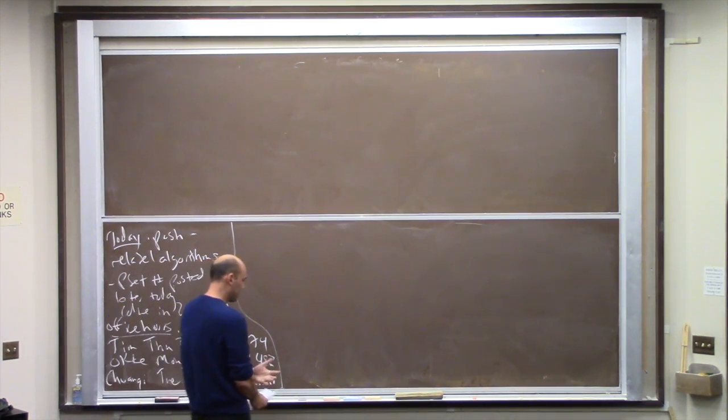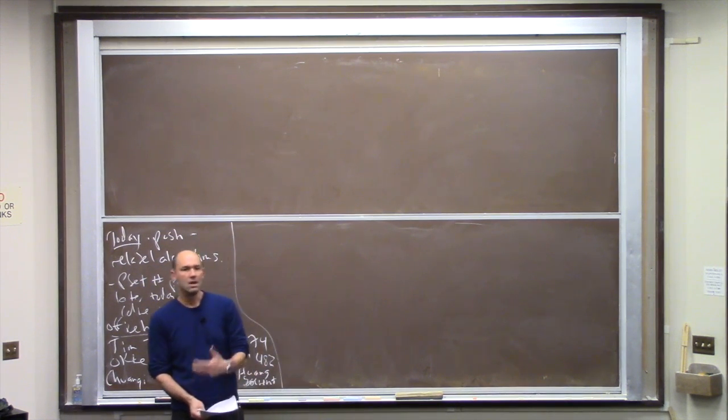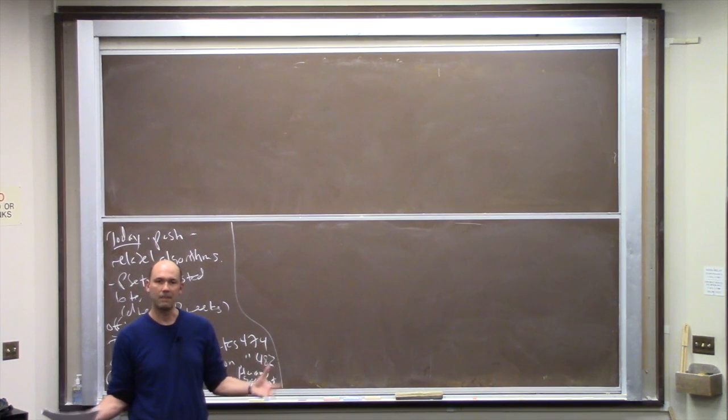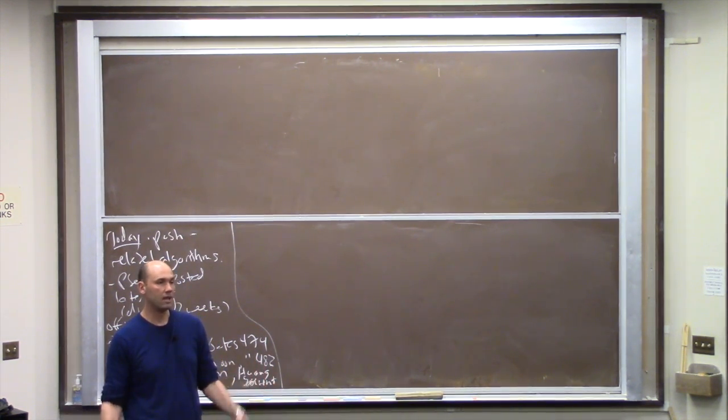So in the first lecture, we saw the Ford-Fulkerson algorithm. That's where you just pick an arbitrary path from S to T in the residual graph to augment. That's not even a polynomial time algorithm. That's only a pseudo-polynomial time algorithm.